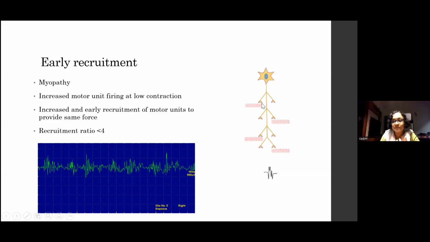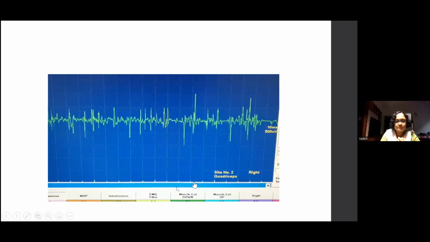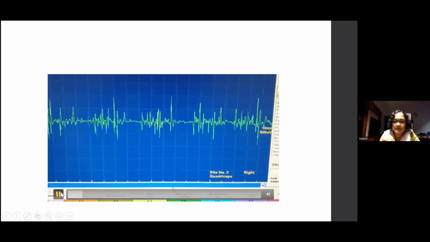Because the muscle fibers available to you are fewer in number, while your motor neuron is firing rapidly, working normally, it starts recruiting very early. That's why at very minimal contraction, you get a screen full of short duration, small amplitude motor units like this. So here we go. So it's minimal contraction.